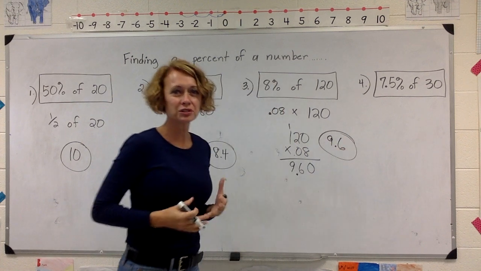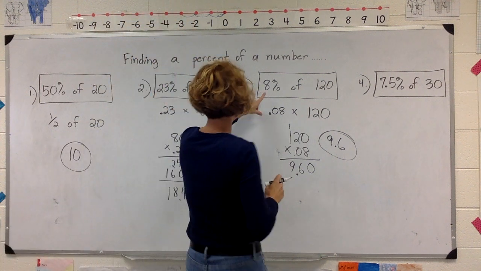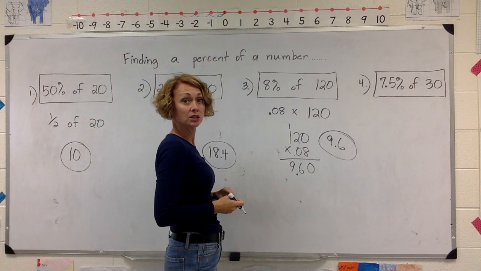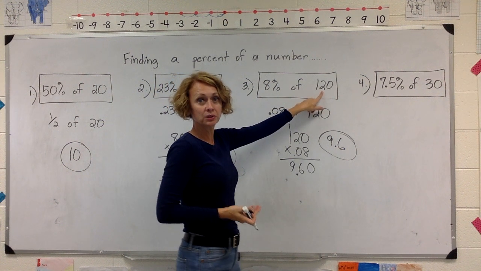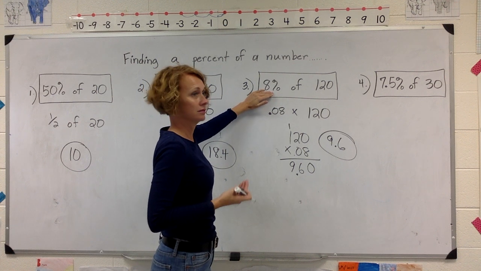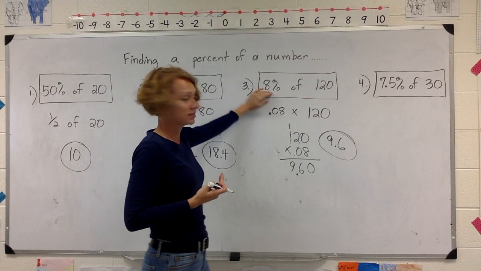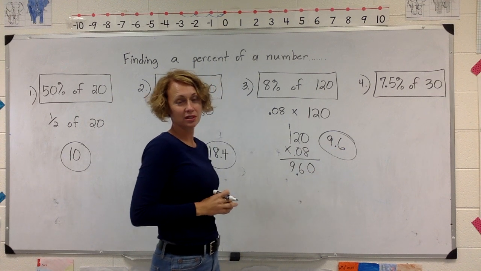Use some estimation techniques to make sense of your answer. 8% is close to 10%. And 10% of 120 would be 120 divided by 10. That's 12. So 8%, which is less than 10%, has got to give you an answer that's less than 12. All right, let's try another one.